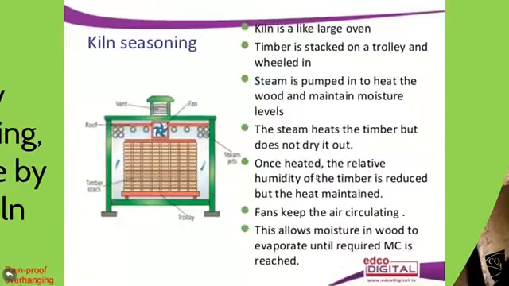Or there's the kiln one, where we force dry. It's a large oven, you stack it on a trolley, steam's pumped in, heats the timber but doesn't dry it out, because if you just dried it in a dry atmosphere it would bend, split, warp. Once it's been heated up, then you can reduce the relative humidity, so circulate the air, and then the moisture in the wood, even though it's hot, can actually be reduced.